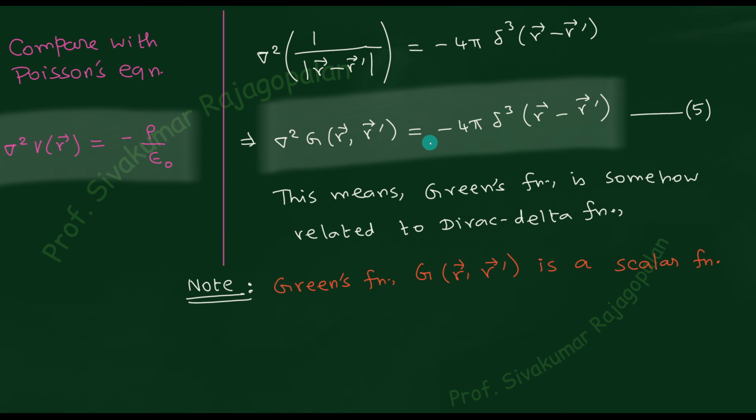Here also you have minus. Here also you have minus. This G is a scalar quantity. That V is a scalar quantity. So you have the same del square operator. So this particular equation looks very similar to the Poisson equation itself. So basically, we say that this is a Poisson equation for the Green's function.